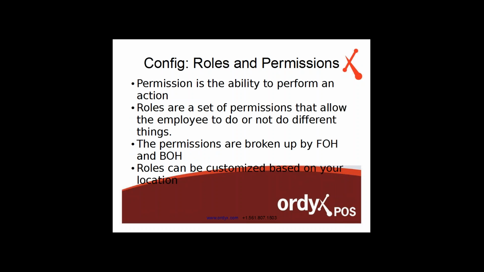The next one is going to be roles and permissions. Permissions are the ability to perform an action. Those are basically what you want to allow a person to do or not, either in the back office or in the terminal. The roles are the set of permissions that allow the employee to do or not do different things. Basically, in the back office, we have to name the roles.